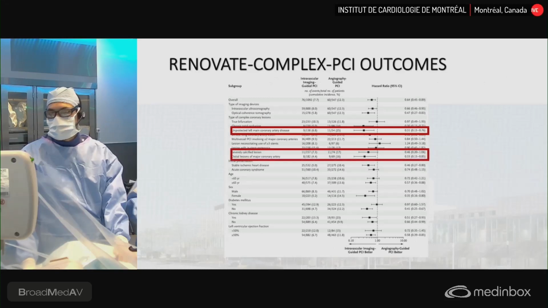Okay, that's it. So you can see actually patients that had distal left main and were refused for cardiac surgery actually had the most favorable outcomes in this study. And also had calcified vessels. So our patient actually fits the definition of the RENOVATE-COMPLEX-PCI study. And based on this forest plot, this is a patient that would benefit the most from intravascular guided PCI. Next slide.